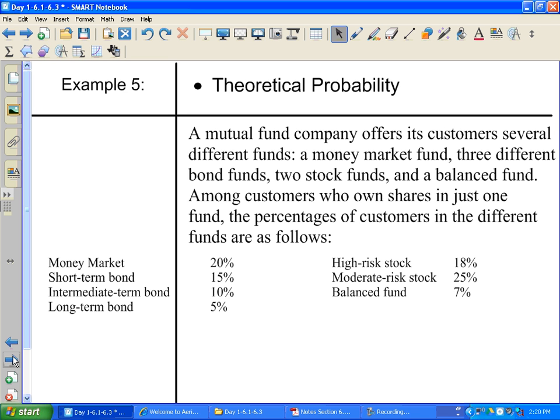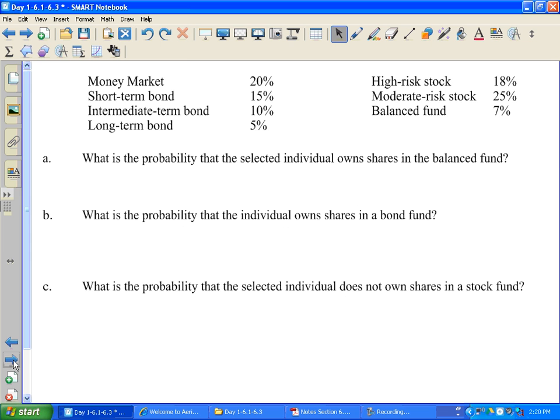A mutual fund company offers customers several different funds: a money market fund, 3 different bond funds, 2 stock funds, and a balanced fund. Among customers who own shares in just one fund, the percentages break down as follows. This is just a breakdown of percentages. Answer the questions, then I'll go to the next one.